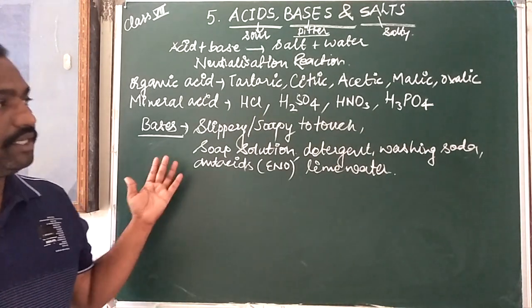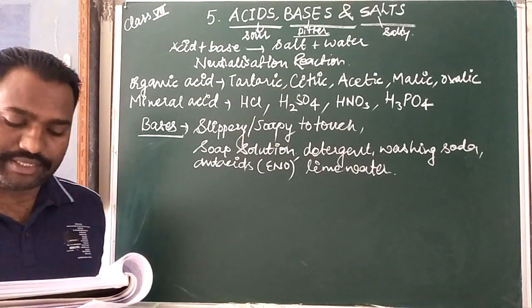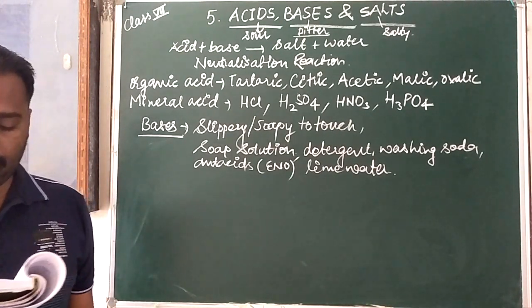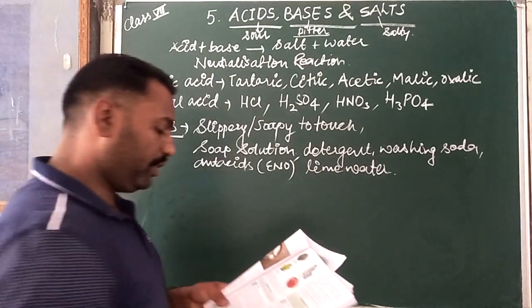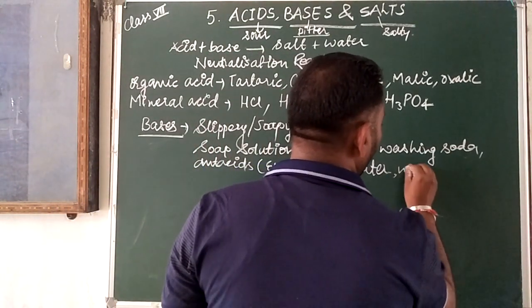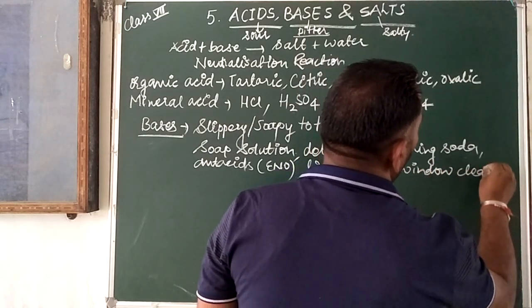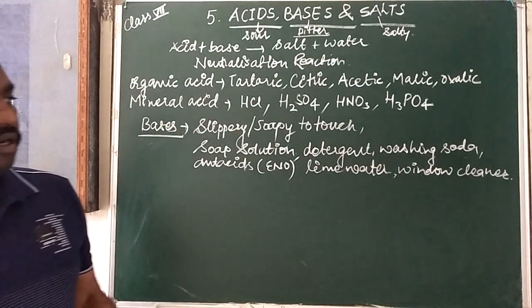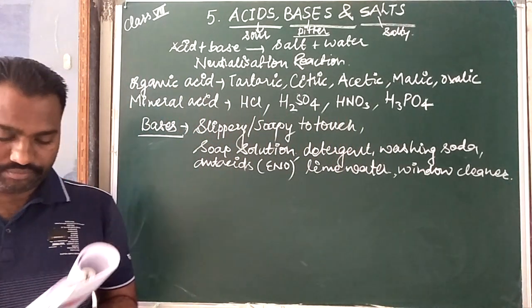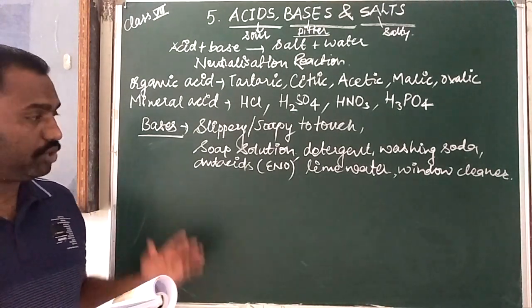So we use them according to their properties. The base used for making window cleaner is a weak base. Lime water, calcium hydroxide, is a strong base. It is prepared by dissolving. This is the window cleaner, which is a very weak base. Lime water is prepared by dissolving a little amount of lime, that is chuna, in water.